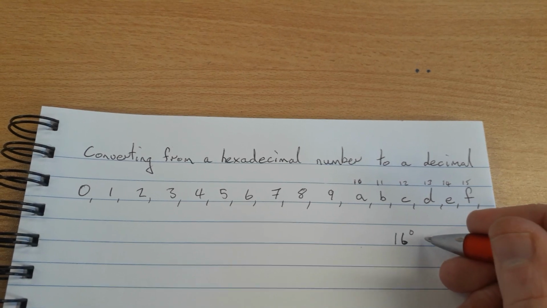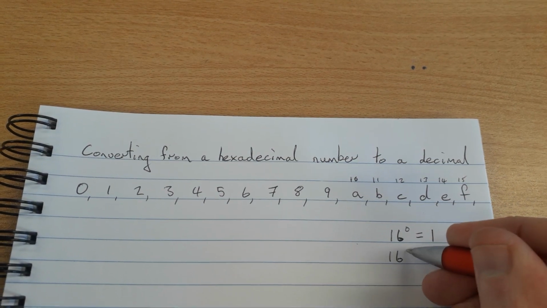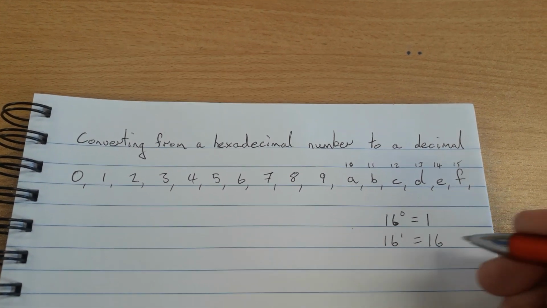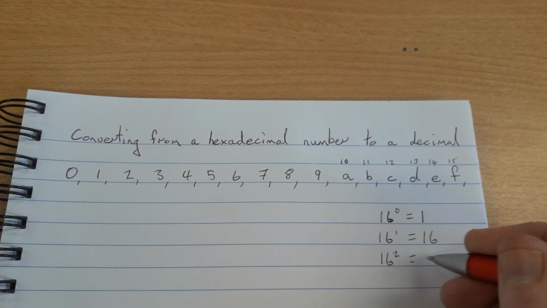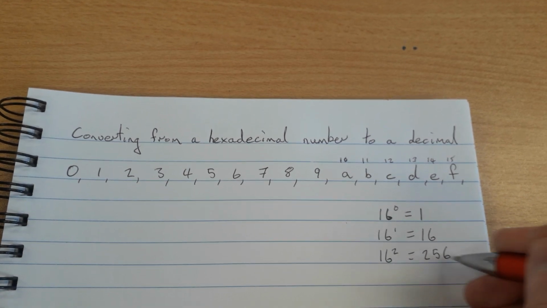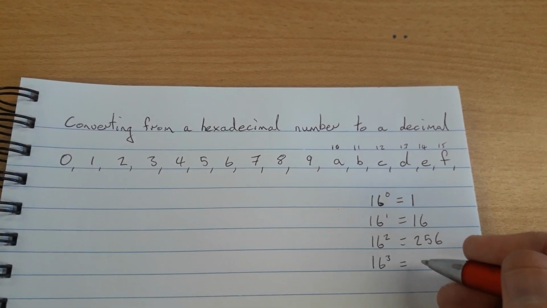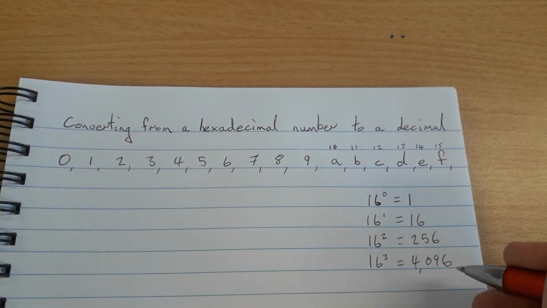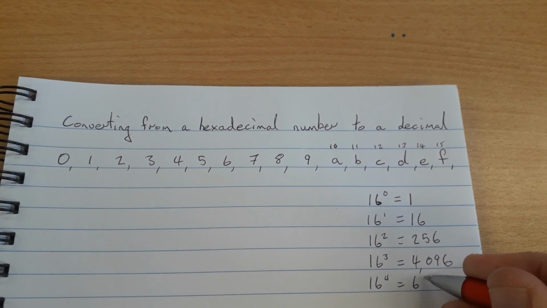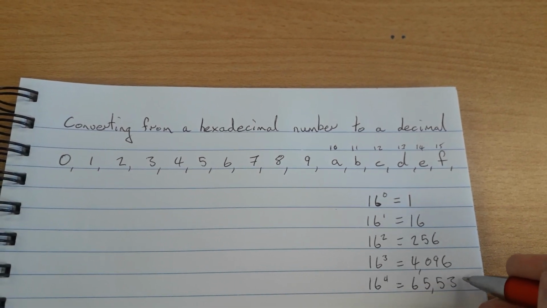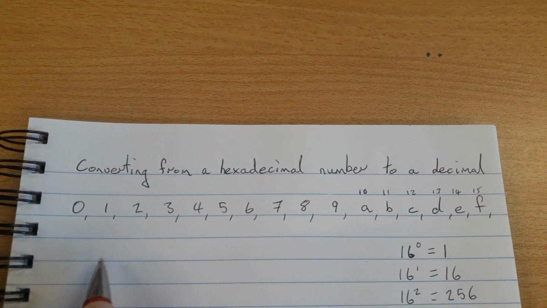So we need to know that 16 to the power of 0 is equal to 1. 16 to the power of 1 is equal to 16. 16 squared, or 16 to the power of 2, which is just 16 multiplied by 16, is 256, and we would use a calculator for this. 16 to the power of 3, which is 16 by 16 by 16, is 4096. And 16 to the power of 4, for now that's as far up as we'll go, is 65,536.